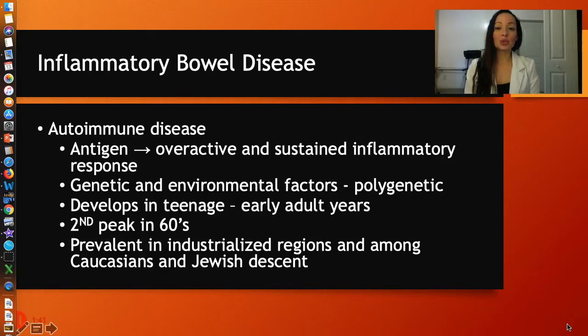Again, with inflammatory bowel disease, it's an autoimmune disease. Some antigen triggers an overactive and sustained inflammatory response. And that's why it's so painful, because their intestines are inflamed. It's genetic and environmental factors, again, multifactorial or polygenetic. It usually develops in teenage to early adult years. There's a second peak in the 60s, and it's very prevalent in industrialized regions and among Caucasians and Jewish descendants. And they're not really sure why it's prevalent in industrialized nations.